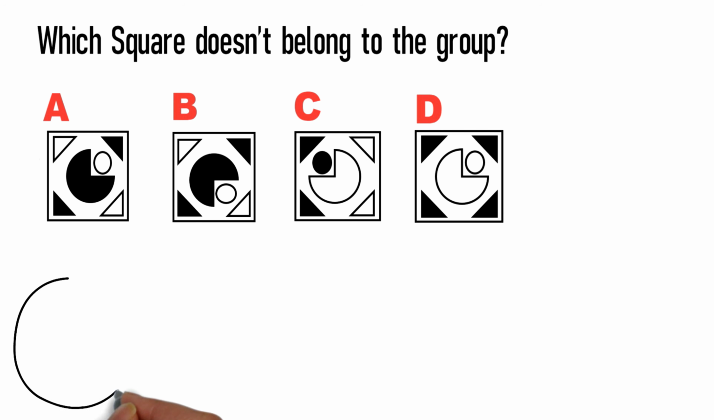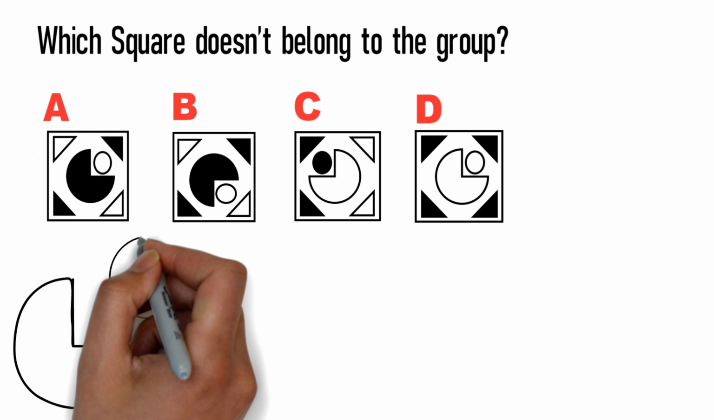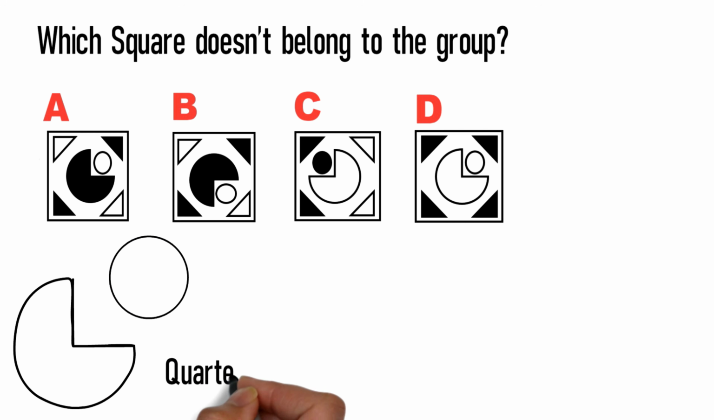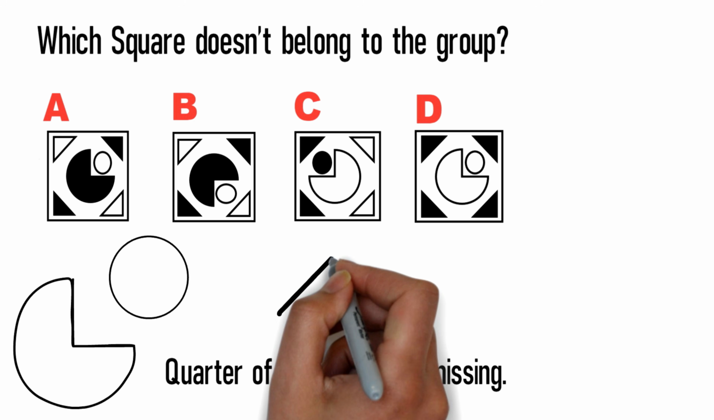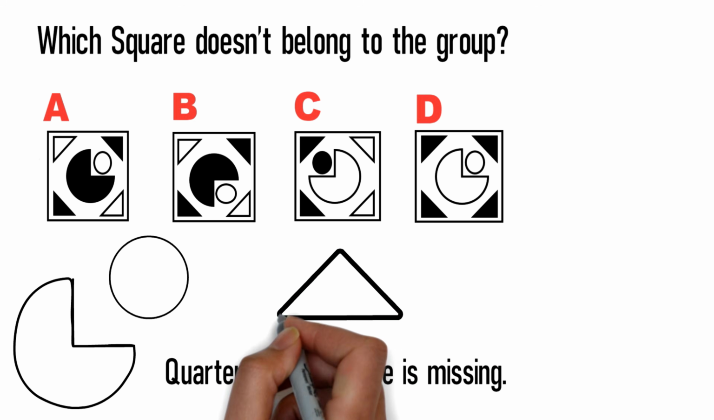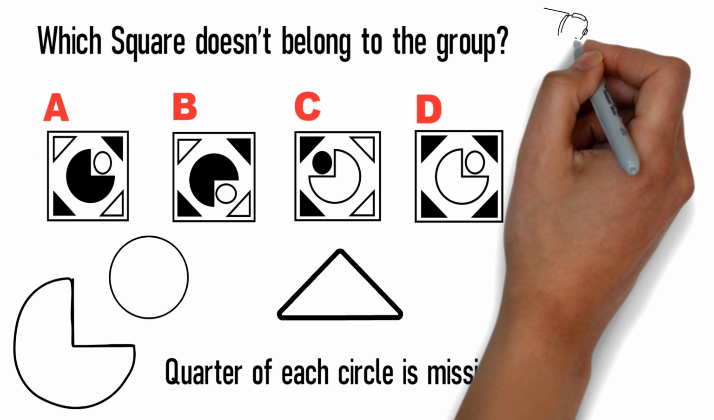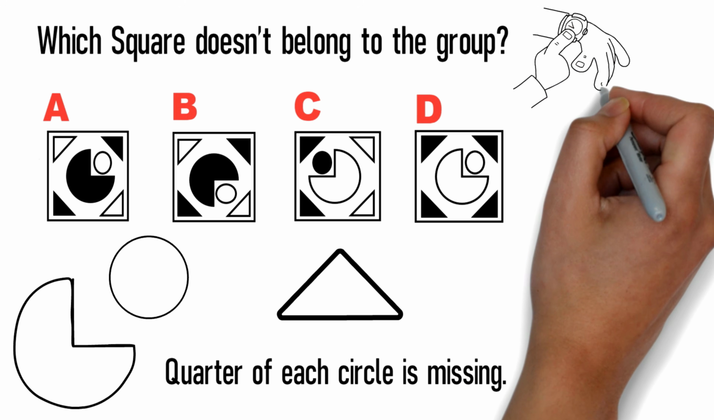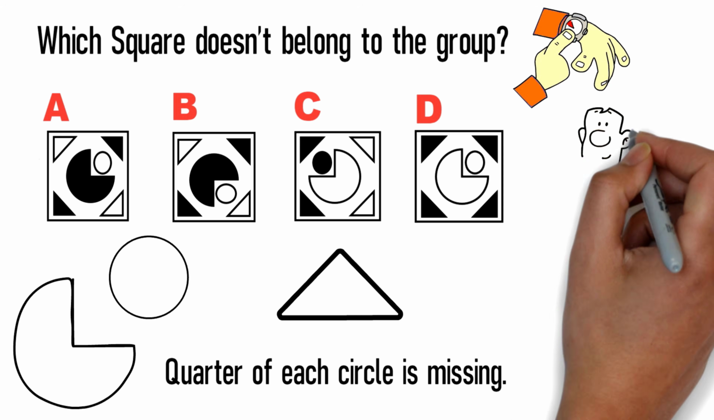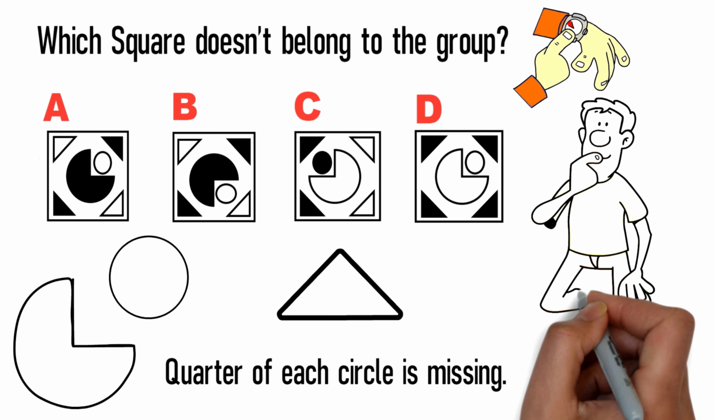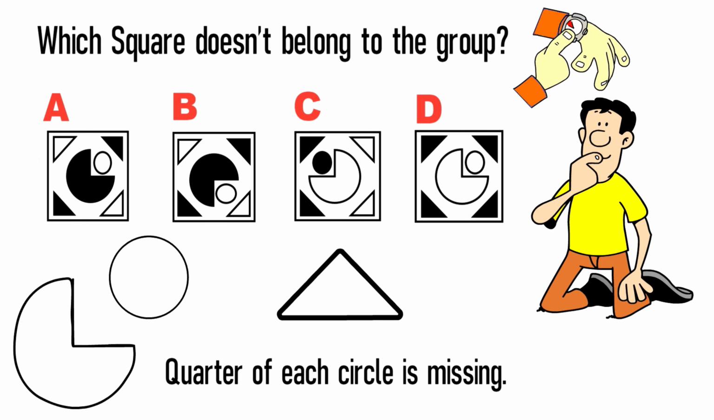Each square contains two circles inside. In the large circle, a quarter of each circle is missing, and instead replaced with the small circle. All squares also have triangles in the corner. Give yourself 5 to 10 seconds to see if you can come up with the answer. Do you see the answer? Let's continue to see how we can solve this challenge and get to the correct solution together.